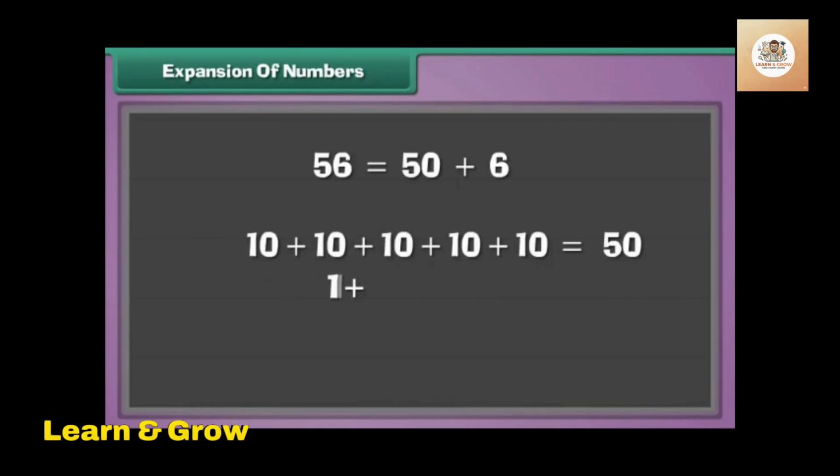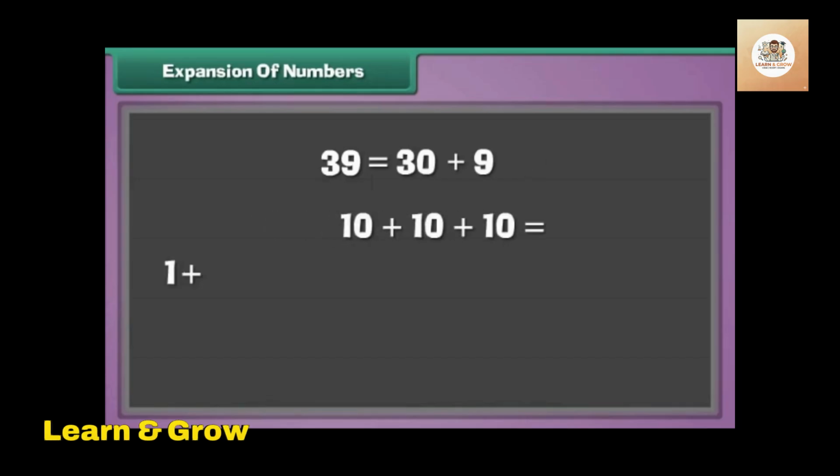Expansion of numbers. Let us break two-digit numbers into tens and ones. 56 can be written as 50 plus 6. It means there are 5 tens and 6 ones in 56. Similarly, 39 can be written as 30 plus 9. It means there are 3 tens and 9 ones in 39.